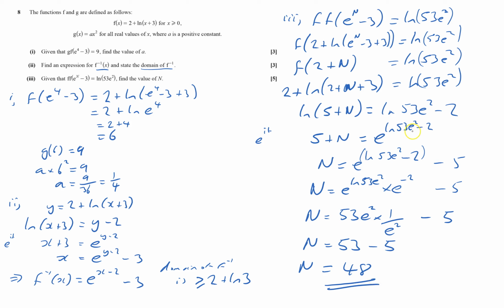I think probably the hardest bit there is going from this bit to here. Then we've got power times power, we add the indices, so if the indices are like this, then one will be ln of 53e squared, and the other one will be minus 2. You could think of it as divide, but that's what this is here. Hopefully that's clear, and that's 8 done.